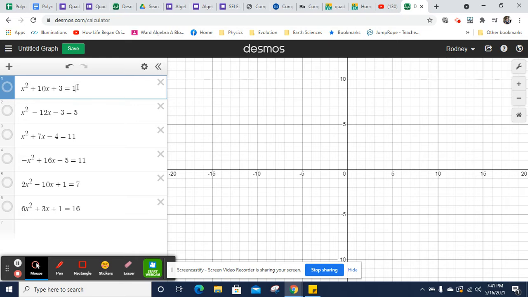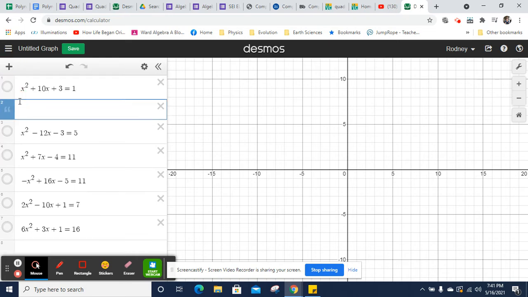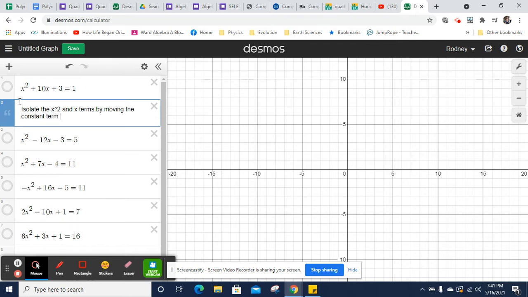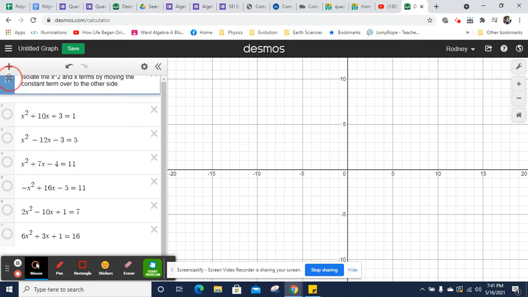There are a few basic steps that you want to follow when completing the square. A first step is to isolate the x squared and x terms by moving the constant term over to the other side using algebraic tools. A second thing that you'd probably want to do, well, we'll get to the next thing. So the first thing I'm going to do, so I put that there.